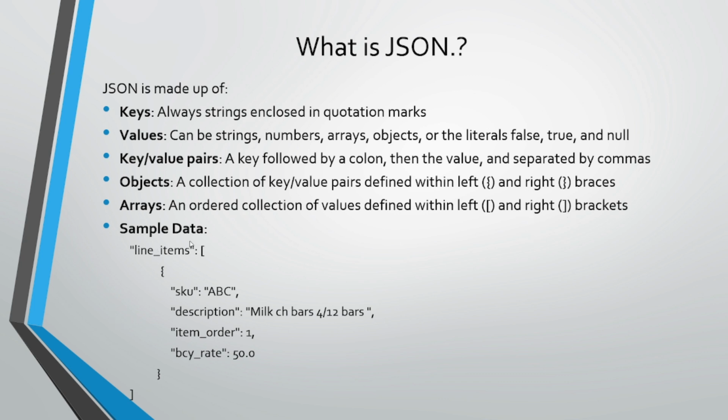As you can see down here, here's sample data where you have the key of line items, and you have the brackets, meaning that you can have many of these sets of values, and you have the braces, which are the objects, and the key value pair of SKU with its value, and description with the description value. Item order is a numeric value, so no quotes, and the BCY rate, which is also a numeric value, in this case a price type, does not contain quotes, as you can see. So this is just a little sample data.